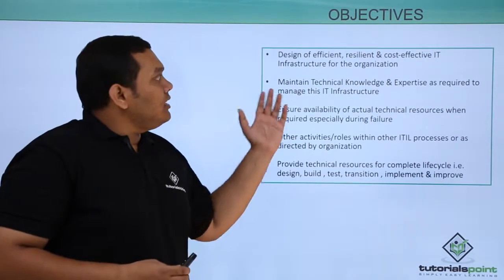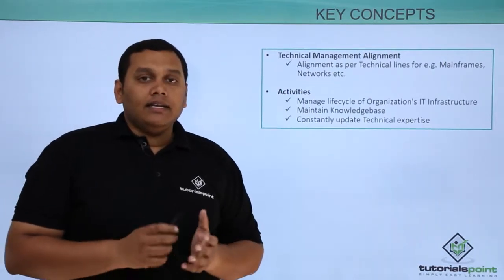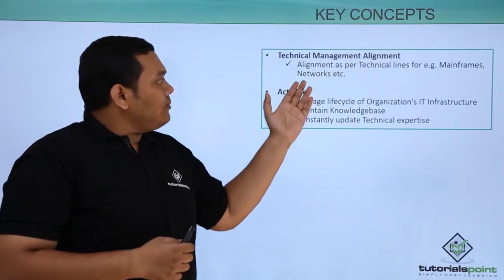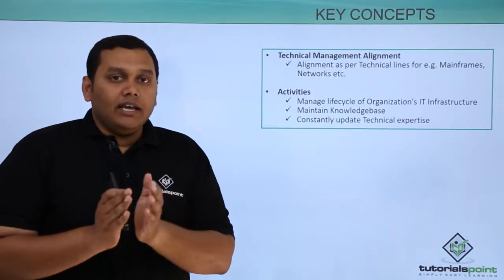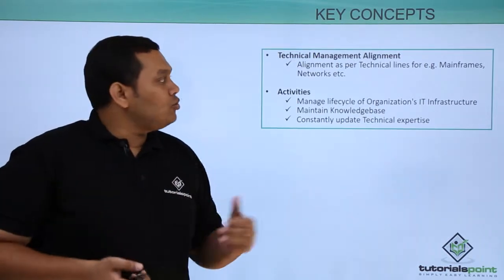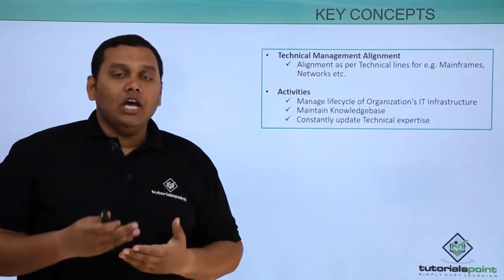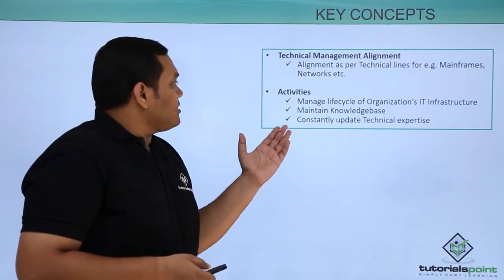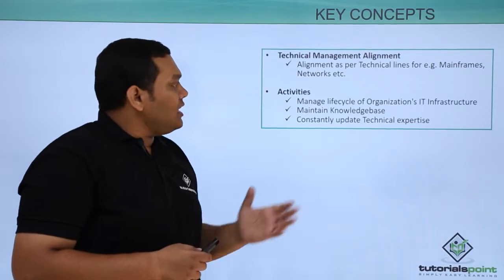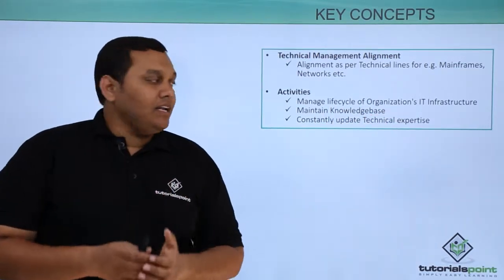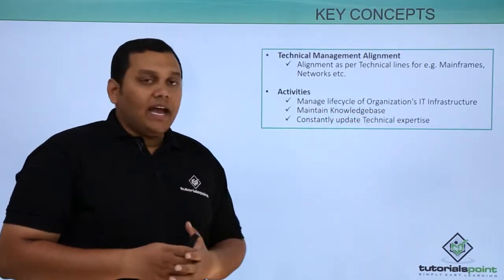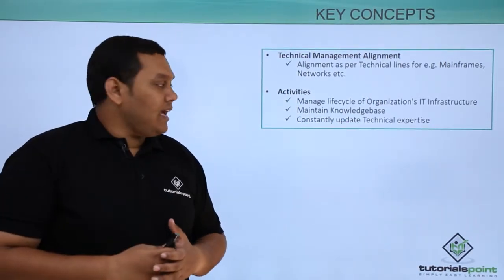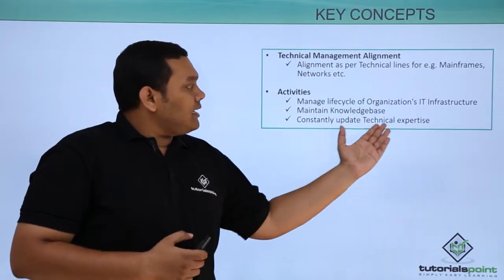So coming to the major key concepts in technical management functions: technical management alignment. That means alignment as per technical lines. That means any services or tickets which need to go to the mainframes, networks, or servers will be moved forward accordingly. Activities: manage the life cycle of the organization's IT infrastructure. That means they manage the life cycle of the organization's IT infrastructure, maintain the knowledge database based on the technical resources they have, and constantly update the technical expertise.